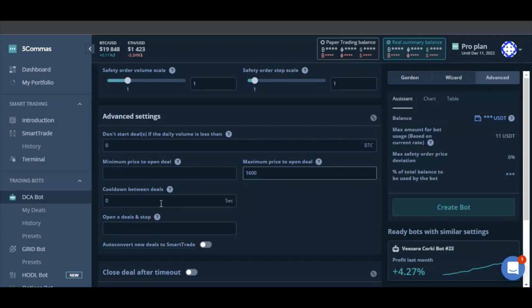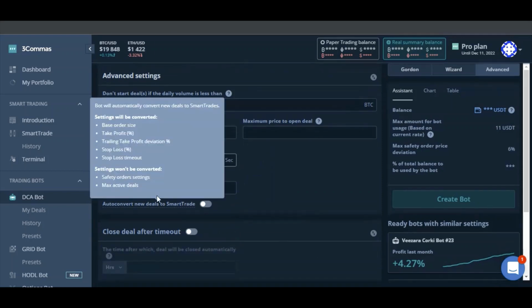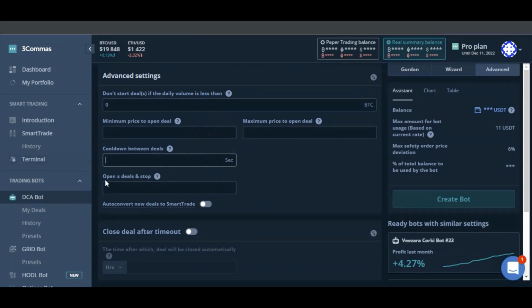So cool down between deals means that if you put any number like 30 seconds or something like that, that means when one trade is closed, before the next trade starts, it will take that cooling down time, right? So for me, I don't need this one, so I will leave this one blank. And the other one is open deals and stop. That means that for this bot, if you put for example 10, the bot will create 10 trades. That means after that the bot will stop, right? So if you are not putting anything, the bot will continue to run until it hits stop loss.